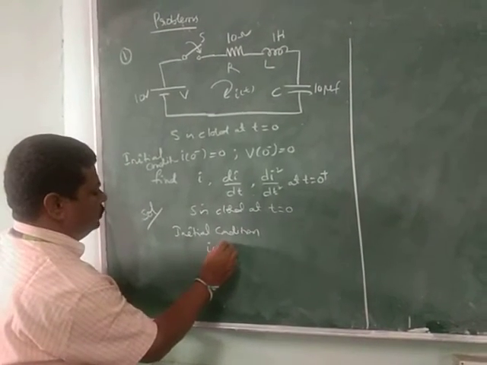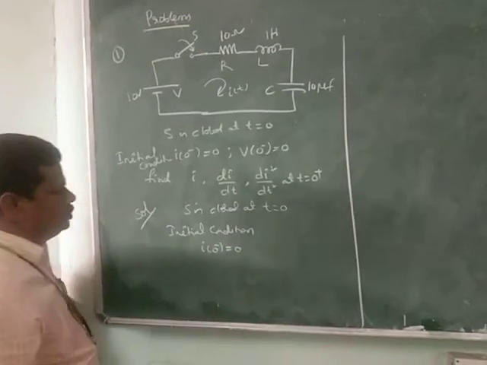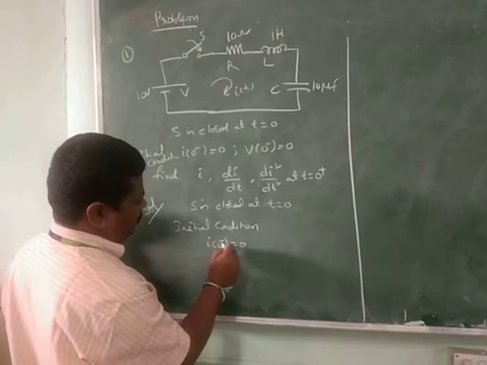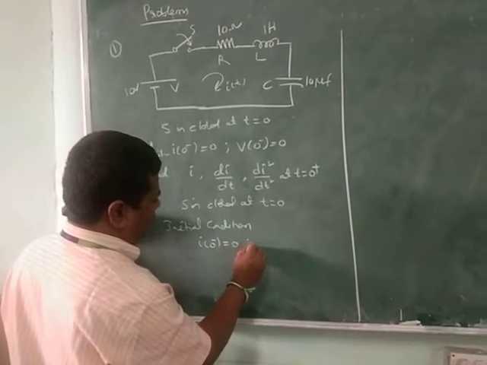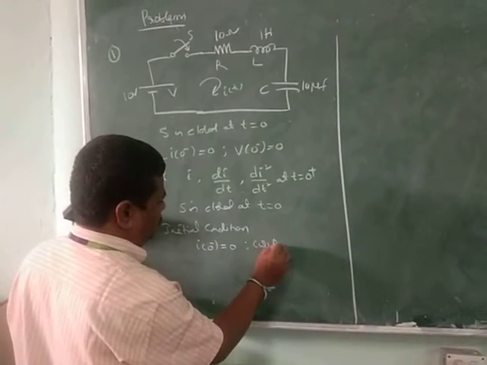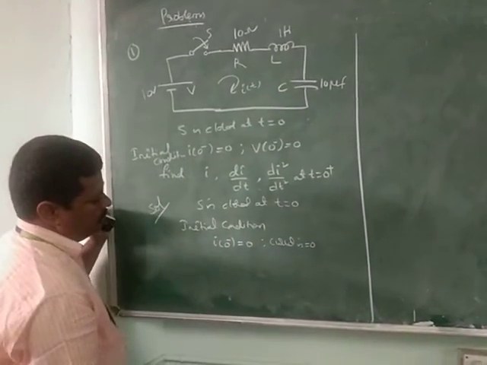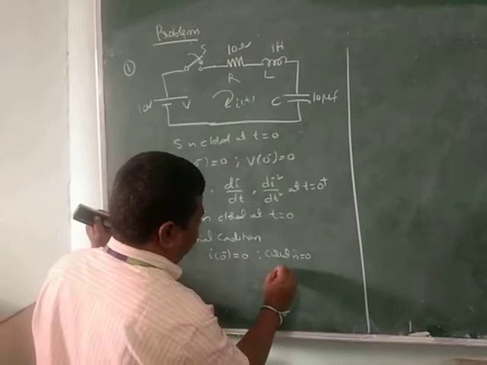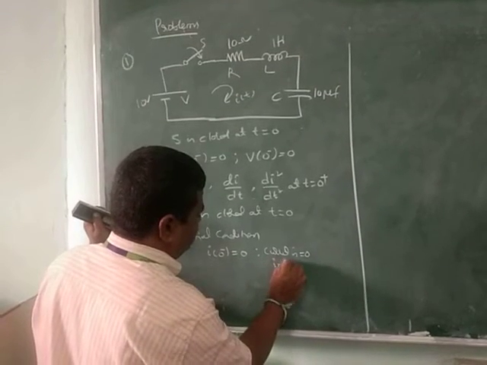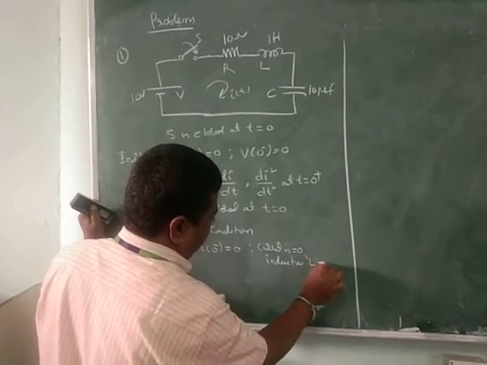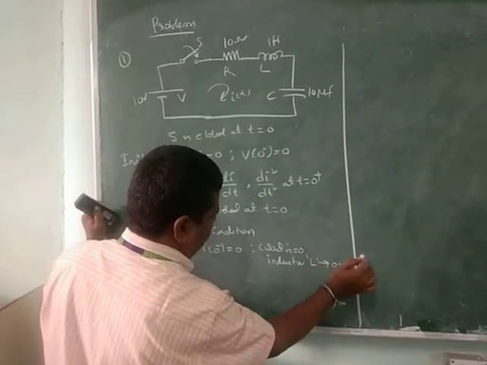i(0-) is equal to 0. This is for the inductor. i(0-) is equal to 0, that is, current is equal to 0. That means the inductor L behaves like an open circuit.